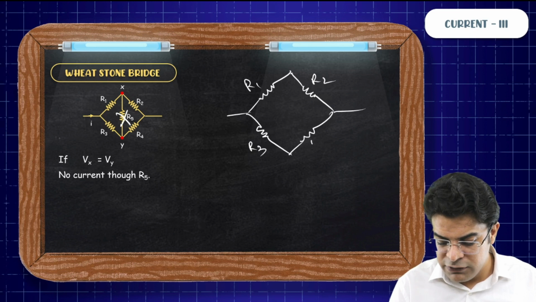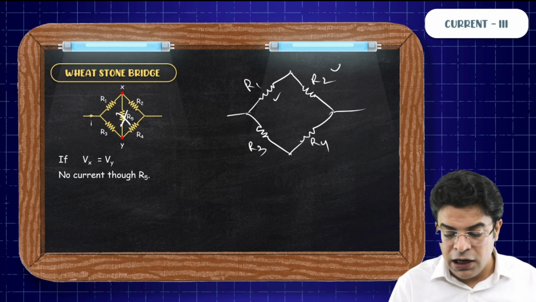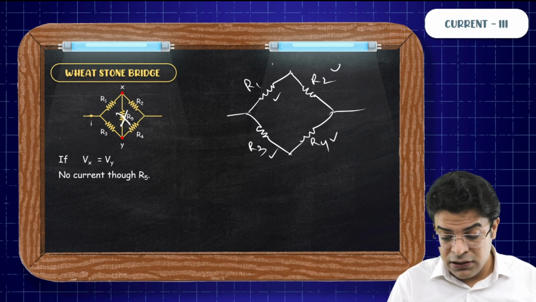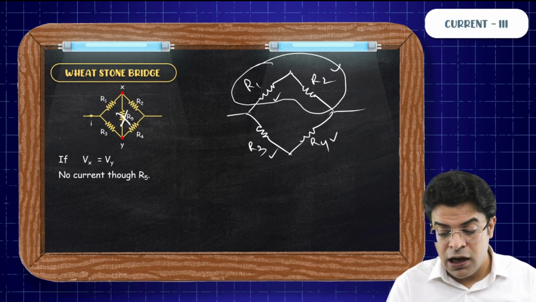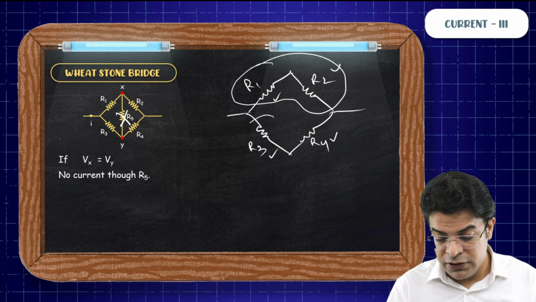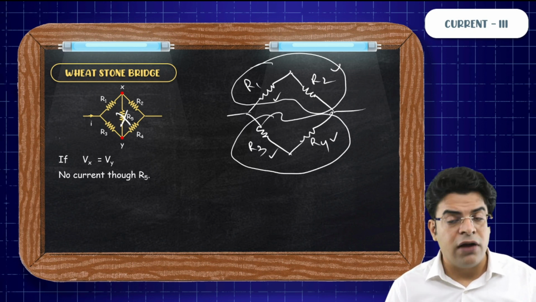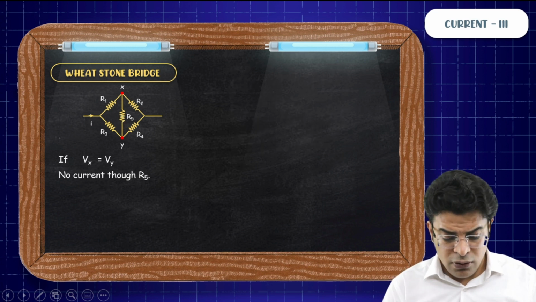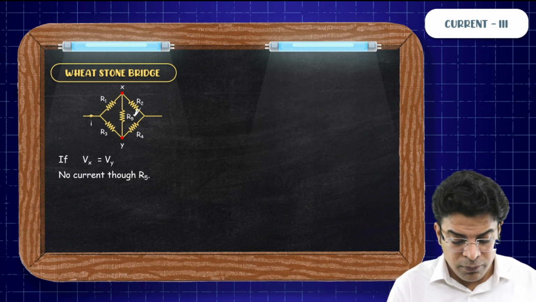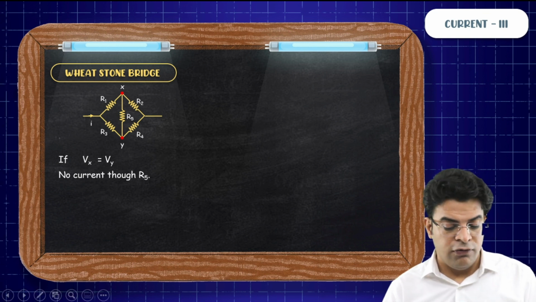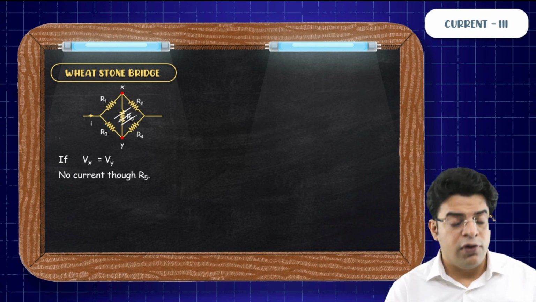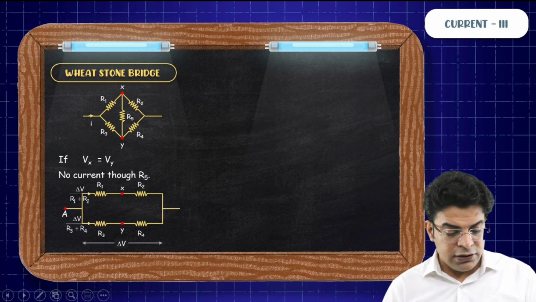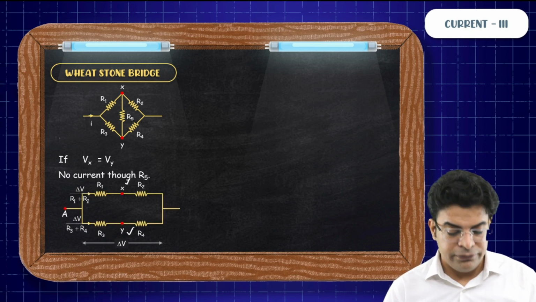Now here you will say that R1 and R2 are in series, R3 and R4 are in series, and the combination of R1 and R2 is in parallel with the combination of R3 and R4, and you can find out the equivalent resistance easily. But what is the condition for the potential of X to be equal to the potential of Y? So forget R5 for once. Think of the other 4 resistances and think of the points X and Y.